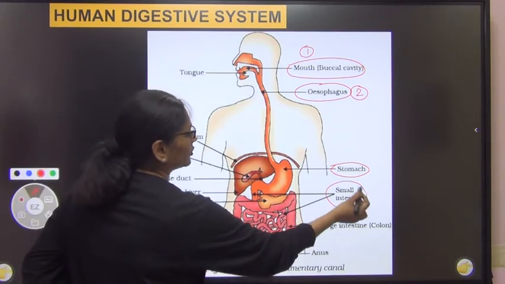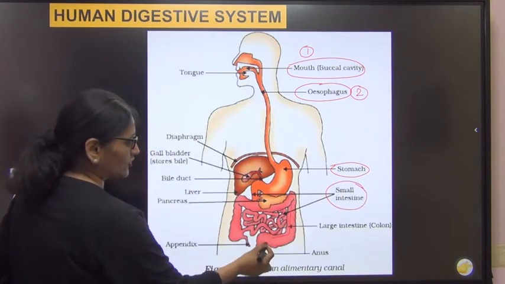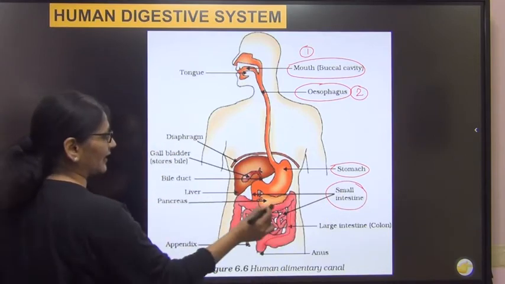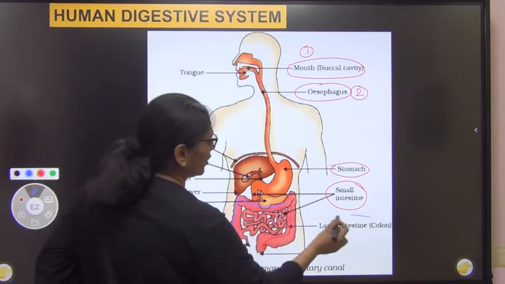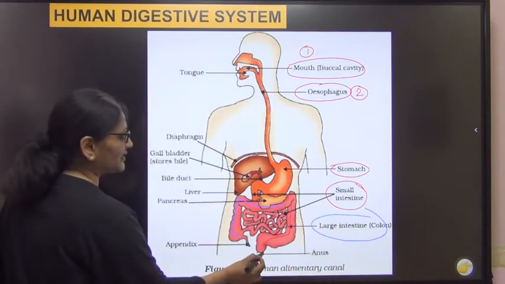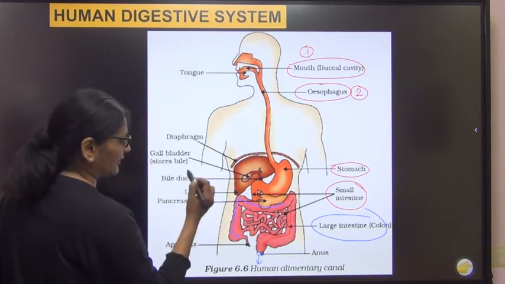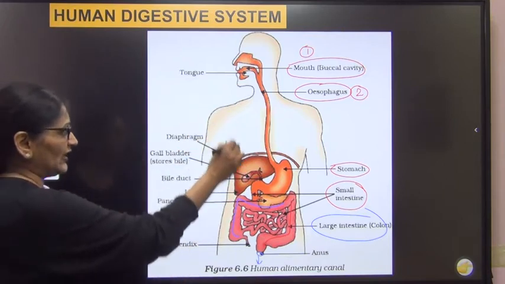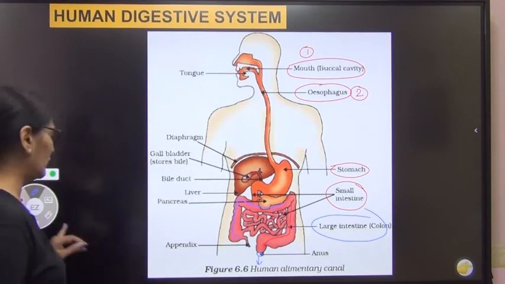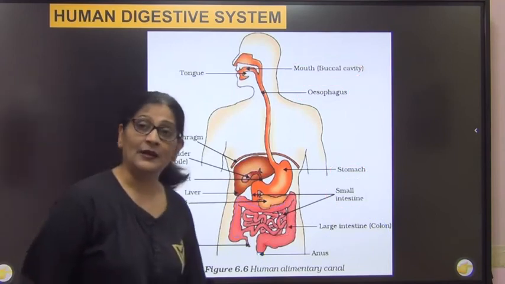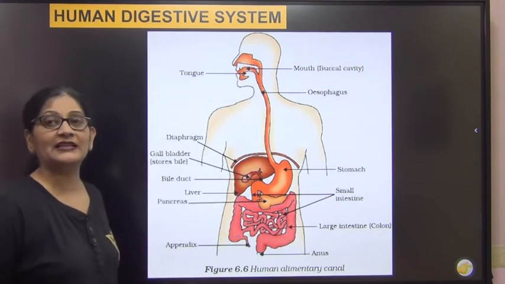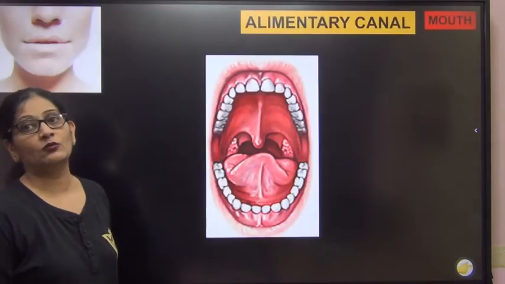The first part of the intestine we call the small intestine. Then this broader part of the intestine, this we call the large intestine, and the large intestine is connected to the outside via the anus. So these are the major parts of your alimentary canal. Okay, I have also shown you the labelling here from your NCERT diagram. So now we'll move one by one.